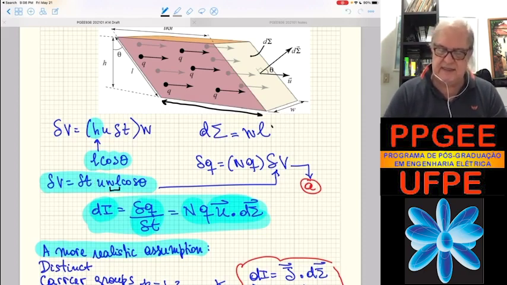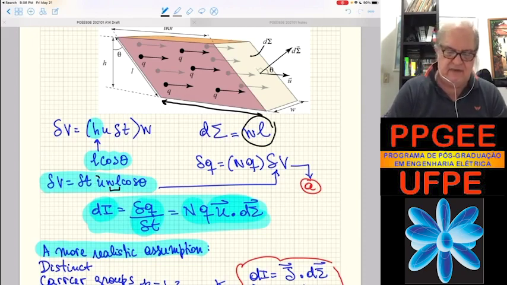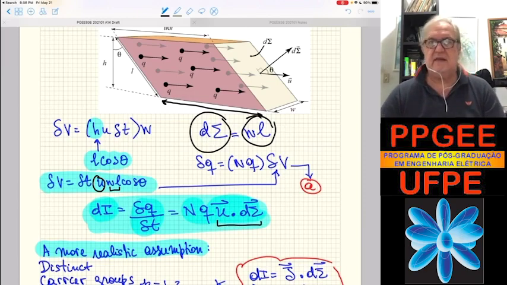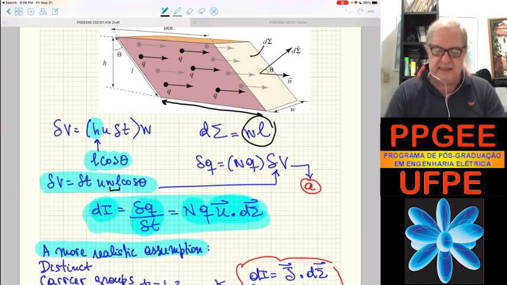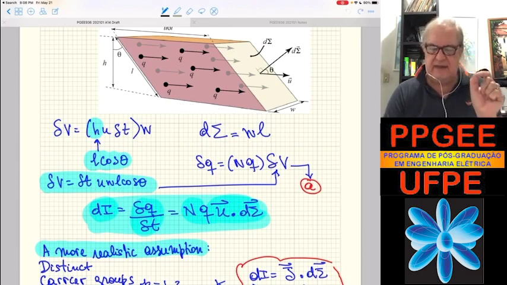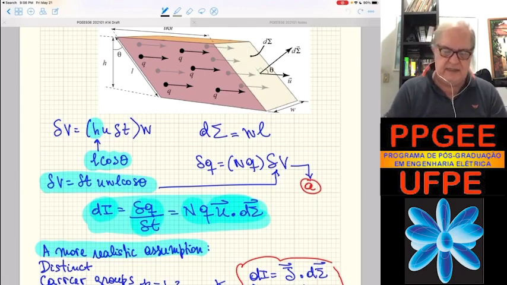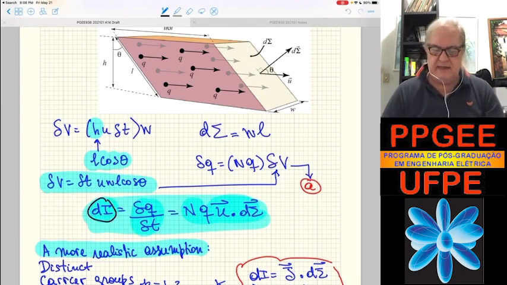So you see that delta sigma is W L. So I have u delta sigma times cosine theta, which is u dot delta sigma, the dot product between u and delta sigma. Okay? So that's a little amount of current that crosses this area, right? And so the current is just delta dI, right?